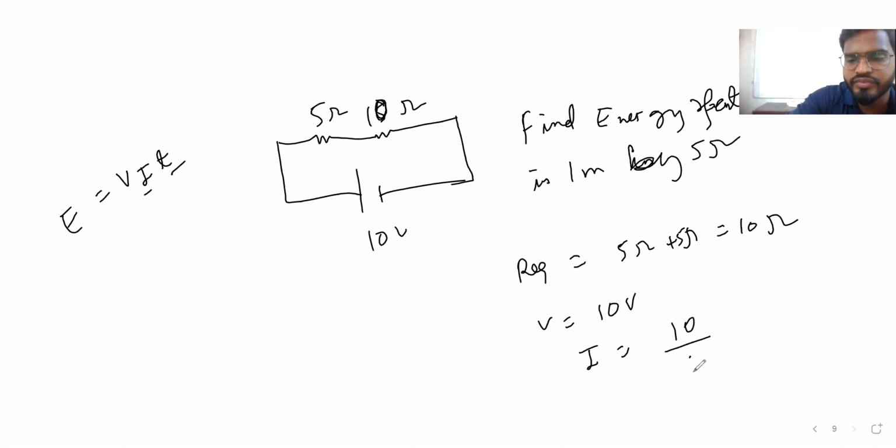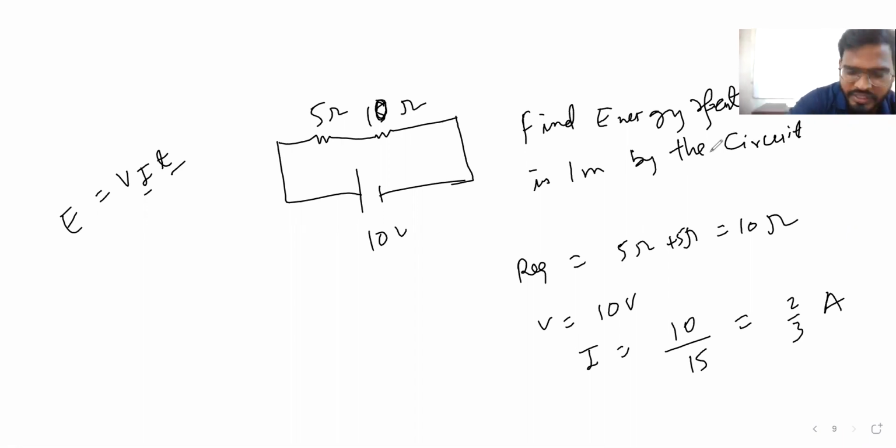10 by 15, right? So it is how much? 2 by 3, okay, ampere. Now guys, you'll have to find energy spent in the circuit. Find energy spent in 1 minute by the circuit, right? That will do.